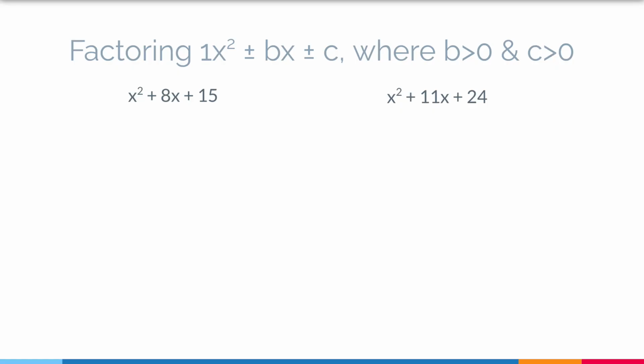So let's do some factoring and let's look for some patterns. Let's factor x squared plus 8x plus 15. So we're looking for two numbers that add to b, so in this case 8, and multiply to c, which is 15. When looking for that list of numbers, it's always better to start with the list of numbers that multiply, because the list of numbers that add to any given number, so in this case 8, is infinitely long.